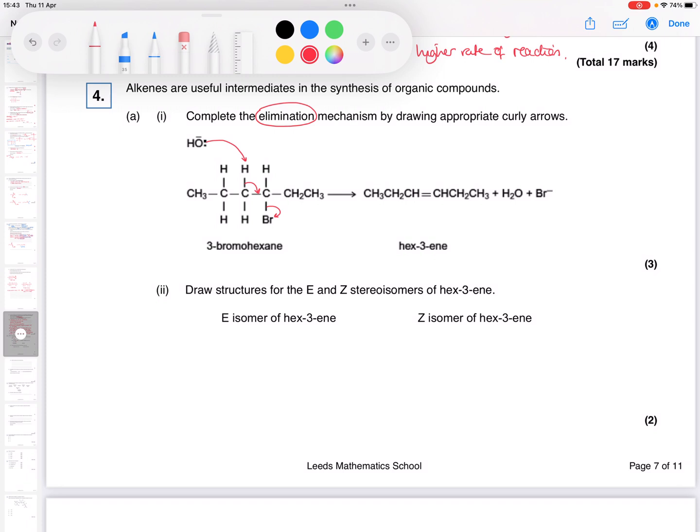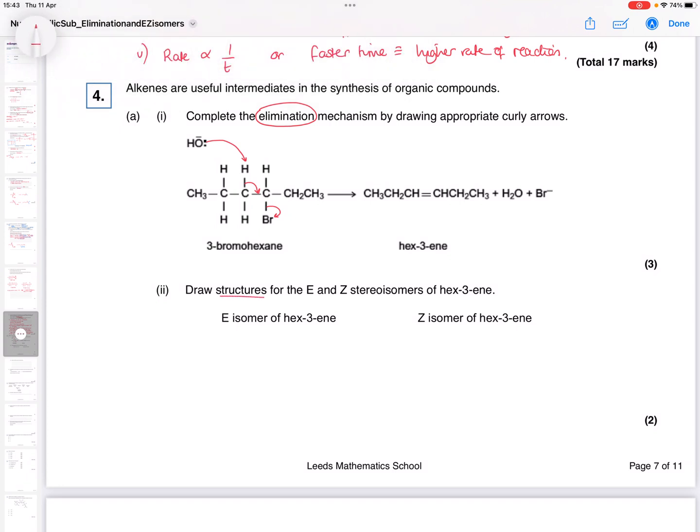Draw structures for the E and Z isomers of hex-3-ene. Okay, so structures, so we can draw our structures either skeletally or we can draw them as displayed formula. I tend to, when I'm drawing E and Z isomers, I tend to prefer to draw them like this, just because I think that helps with classifying.